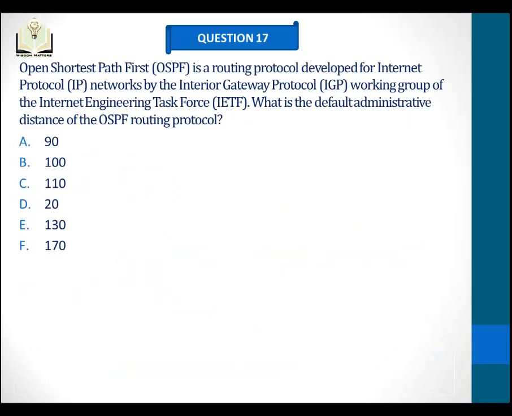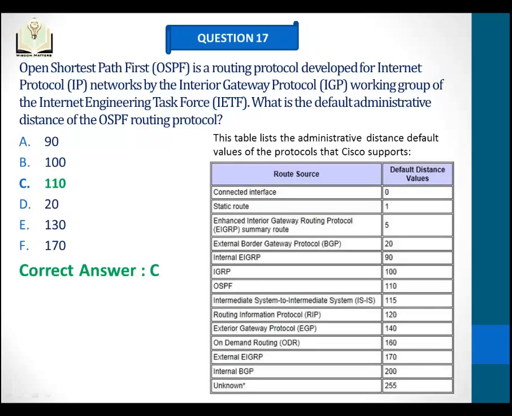Question 17. Open Shortest Path First is a routing protocol developed for Internet Protocol networks by the Interior Gateway Protocol Working Group of the Internet Engineering Task Force. What is the default administrative distance of the OSPF routing protocol? We already went through a couple of questions before, but the options are 90, 100, 110, 120, 130 and 170, and the answer is 110, C.